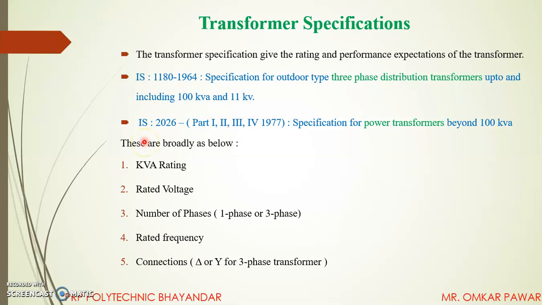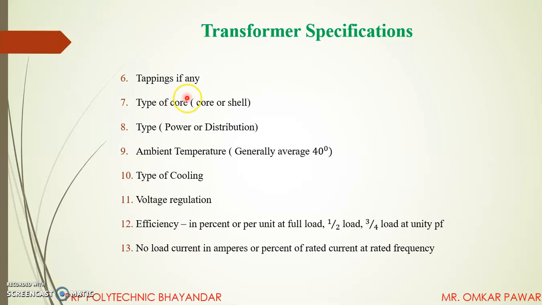While considering transformer specification, there are a number of points, broadly as follows. kVA rating, that is the kVA capability of the transformer, say 100 kVA, etc. Rated voltage, how much voltage we can design for. Number of phases, whether single phase or three-phase transformer. Rated frequency. Connections, either delta or star for a three-phase transformer. Tappings, if any.